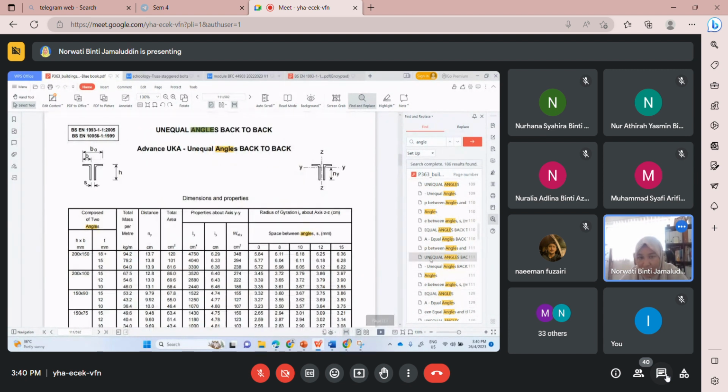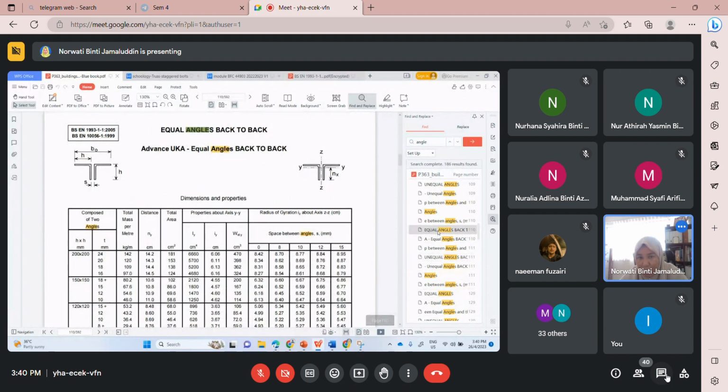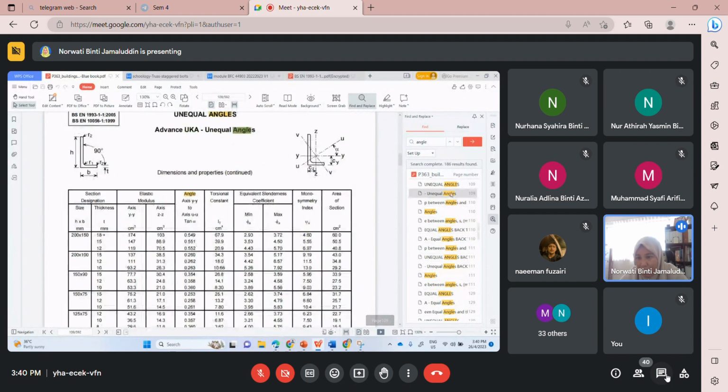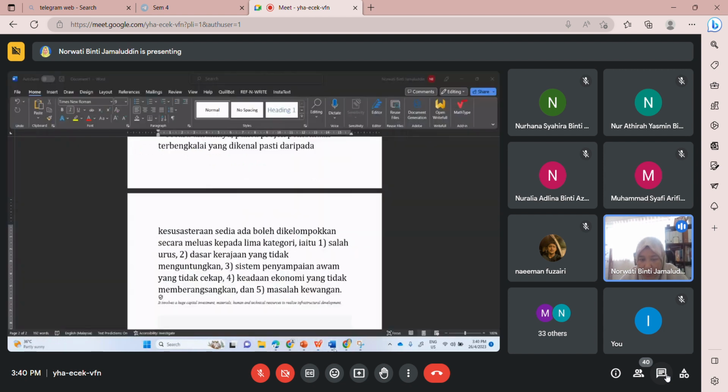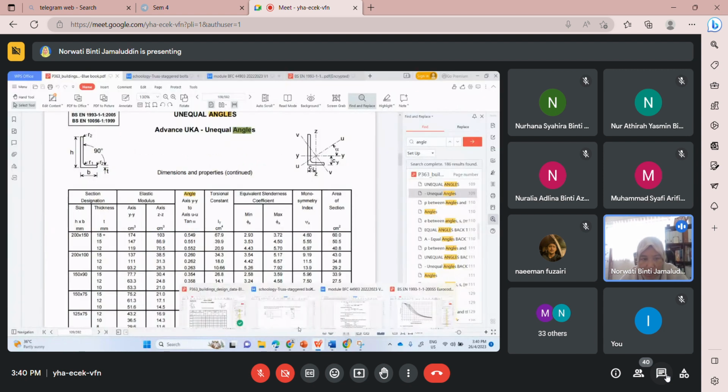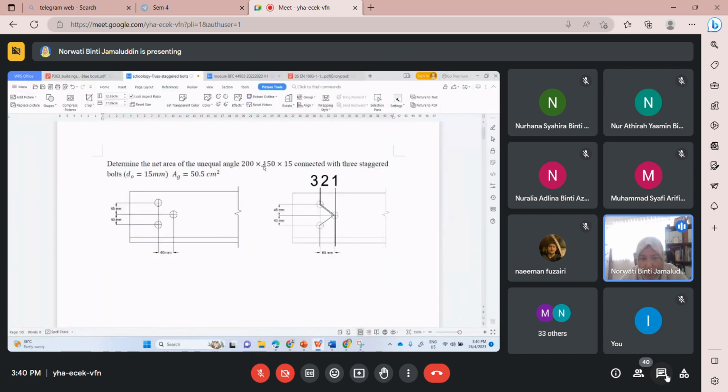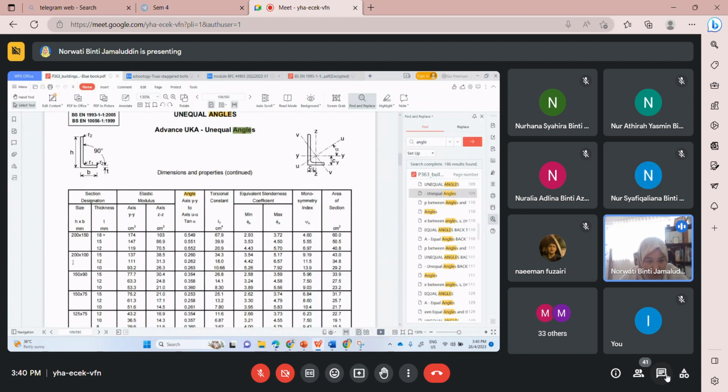No, sorry, not that. This one. Equal angle, back to back, equal angle. Okay, unequal angle. What is the size? The size is 200 times 150 times 50. So this is the size. Okay, the area is 50.5.